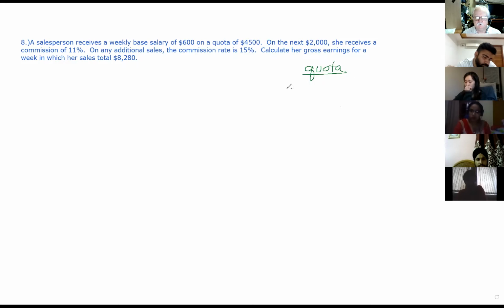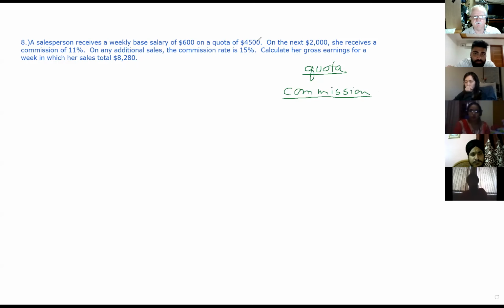The commission. Whenever you're dealing with sales jobs, often part of your salary is called a commission. The reason they do this is because selling is a hard job and you have to be really committed to selling. The way they make you committed to selling is part of your wage depends on how much you sell.